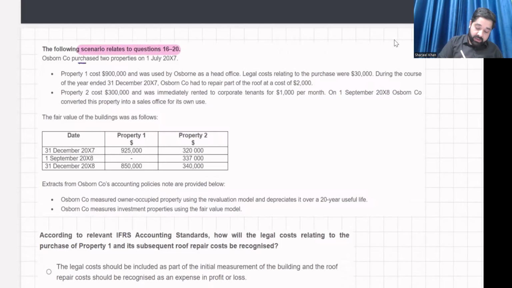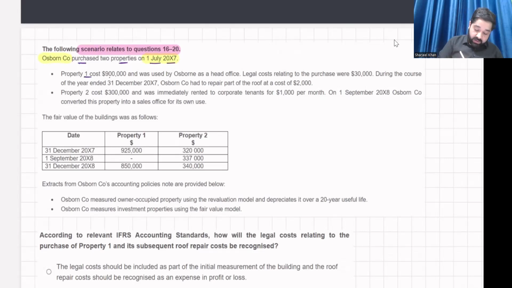Osborn Company purchased two properties on 1st July 20x7. The company name is Osborn Company, and Osborn Company purchased two properties, and the date of purchase is 1st July 20x7.